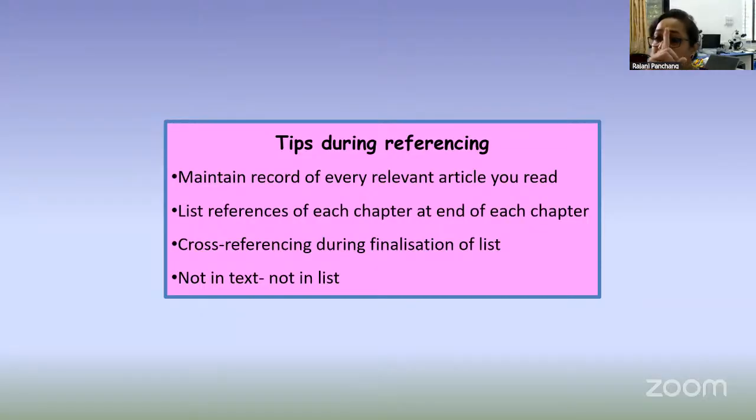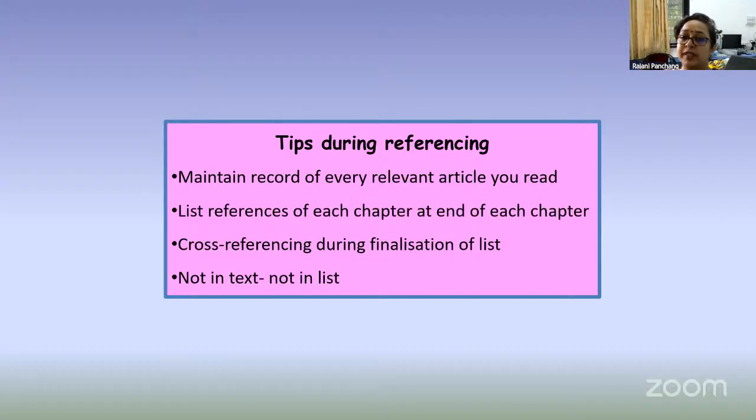Remember the difference between bibliography and reference list. Bibliography is all material you may have read, all material that you have. But reference list is whatever you have used in the text, whatever you have cited in the text, only should be in the list. So can you see this? Not in text, not in list. If you have not used Panchang 2008 while writing your thesis, you should not put it in the list.